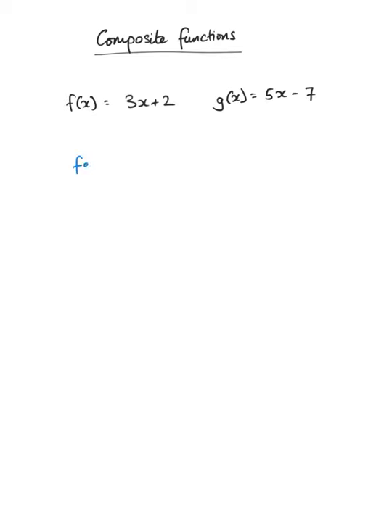So if I want to find fg of x, what that essentially means I'm doing is finding f of g of x. So I've got my g of x and I'm finding the f function of that. So I want to find f of 5x minus 7. And the reason that I'm putting 5x minus 7 in there is because that's what it tells me g of x is.